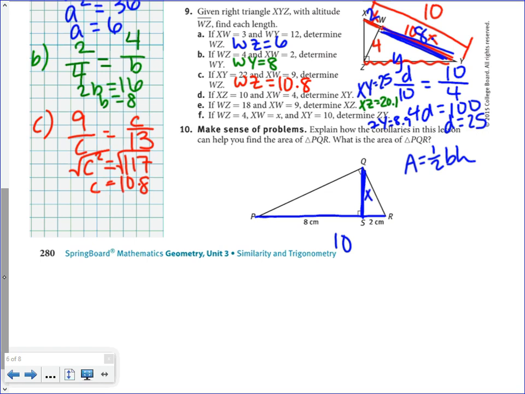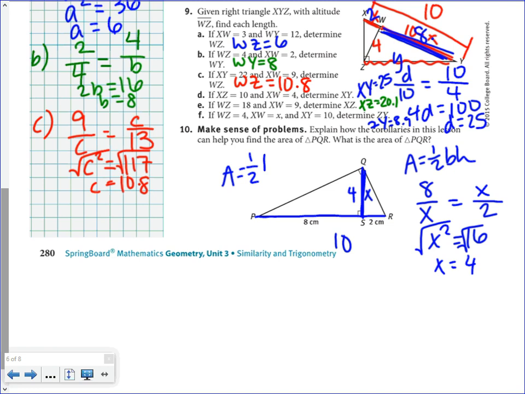So we're going to label it x. X is our geometric mean between 8 and 2. So cross multiply, and then take the square root, and you get 4. So that means that our altitude is 4. So then using your area formula, area equals 1/2 base times height. So our base is 10 and our height is 4. And so then if you multiply, you get 20, and units are centimeters squared.